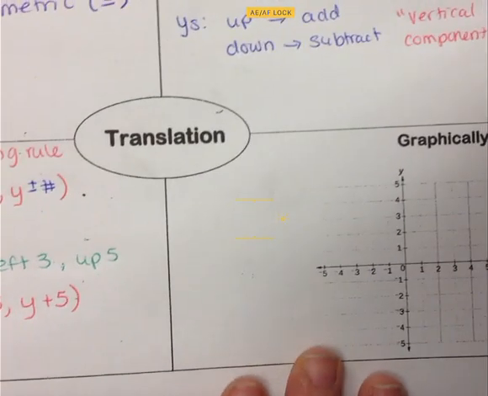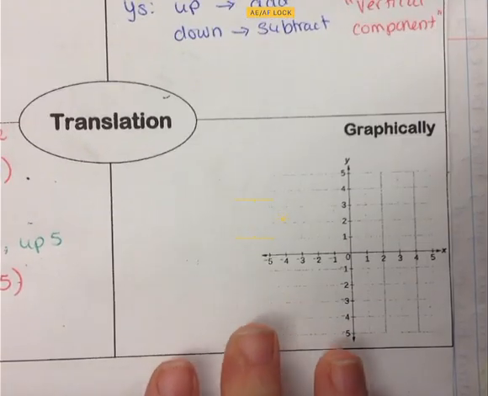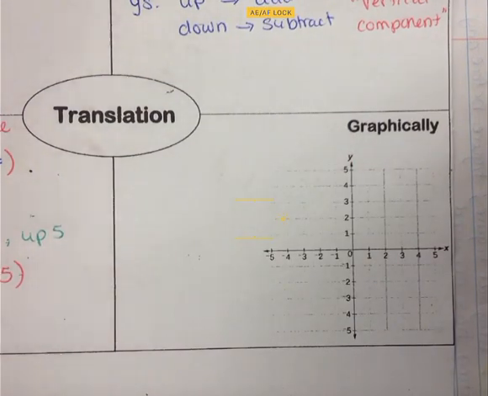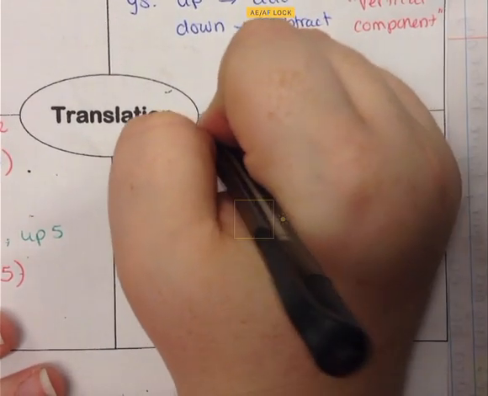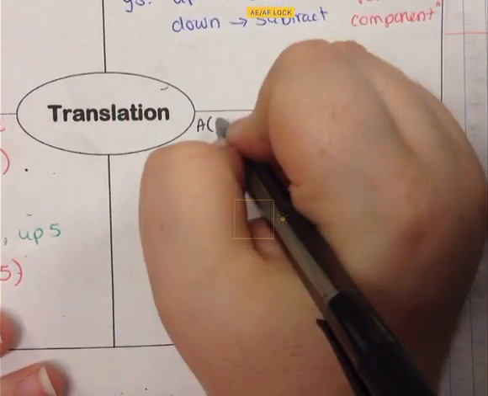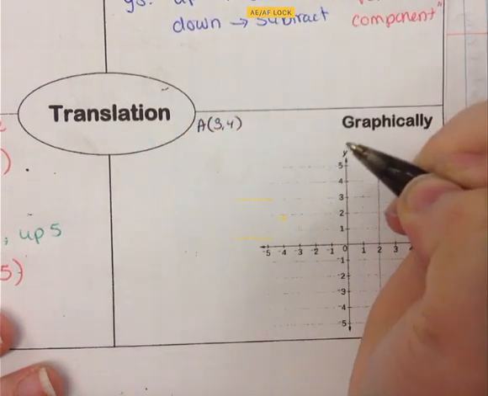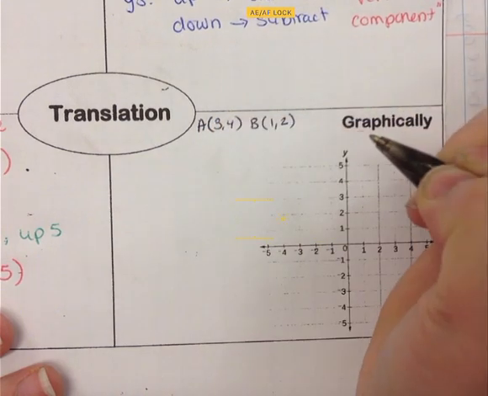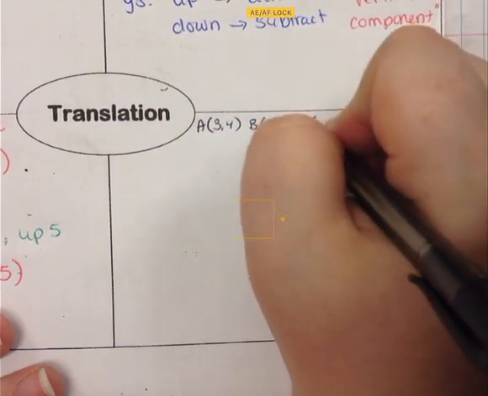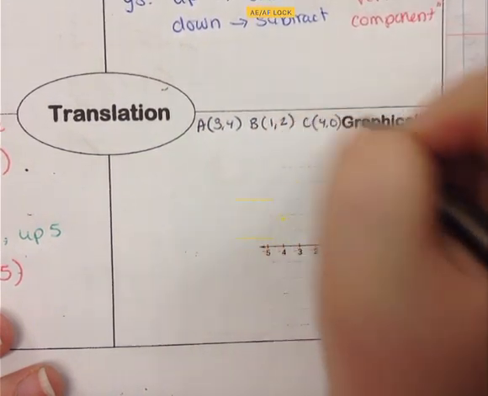Now for a graphical representation, we're going to talk about graphing them and see how we can use our rules. I'm going to first give the pre-image coordinates. I'm going to use a triangle. Coordinate A is at 3, 4. Point B is at 1, 2. And point C is at 4, 0.